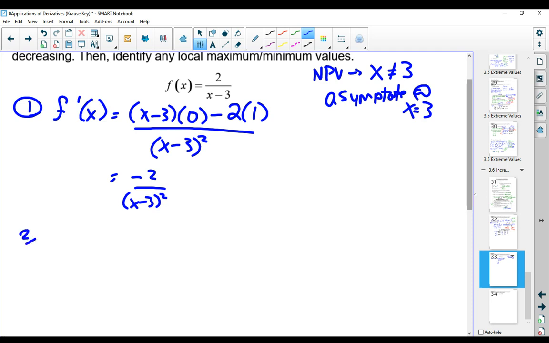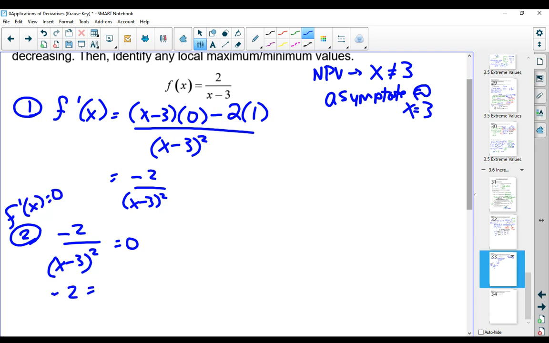Let's see if we have any critical numbers. So negative 2 over x minus 3 squared equals 0. We're looking to see when f prime of x equals 0. Multiplying, we're going to have negative 2 equals 0. Well, that's not possible. So there's no critical numbers, but we do still have a critical point at our asymptote of x equals 3. So again, I'll show you both methods.